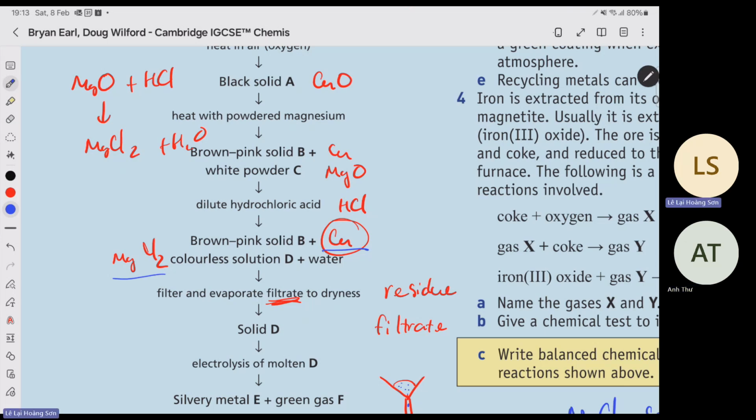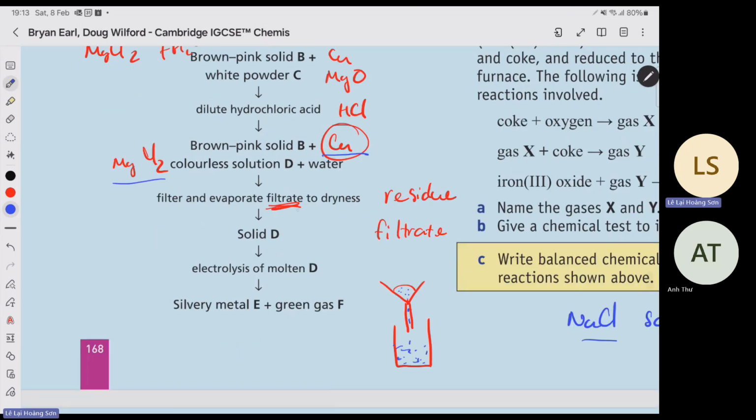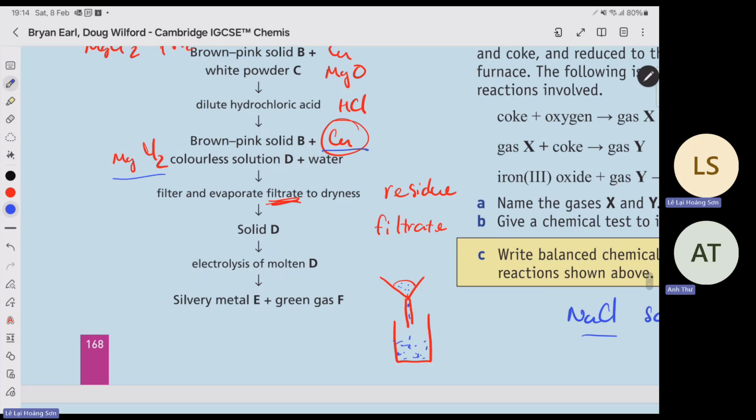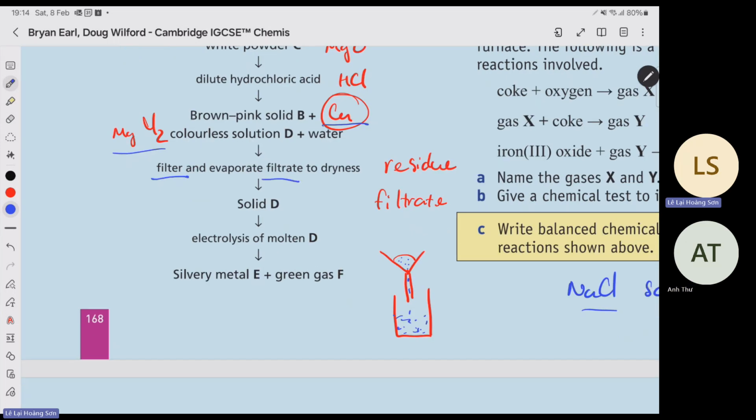Okay, understand, right? So you filter and evaporate the filtrate to dryness. So solid D is coming from the filtrate. So what is solid D? Copper? No, filtrate. You perform the filtration and you evaporate the filtrate. It means you perform the evaporation on the filtrate, right? You already eliminated the residue in the filter part. So solid D is magnesium chloride. Up here we have solution D, now we have just solid D, so it's still magnesium chloride.